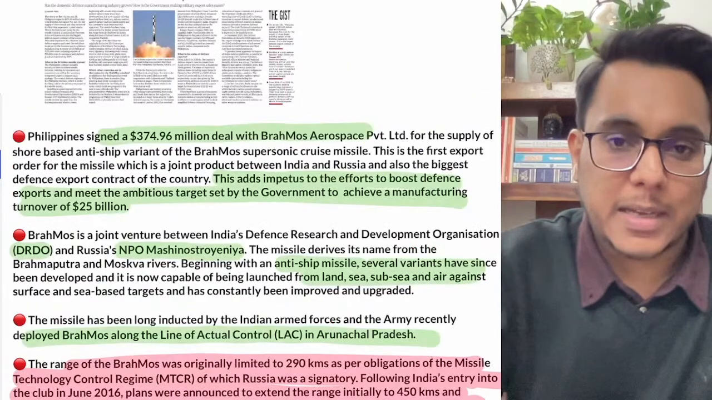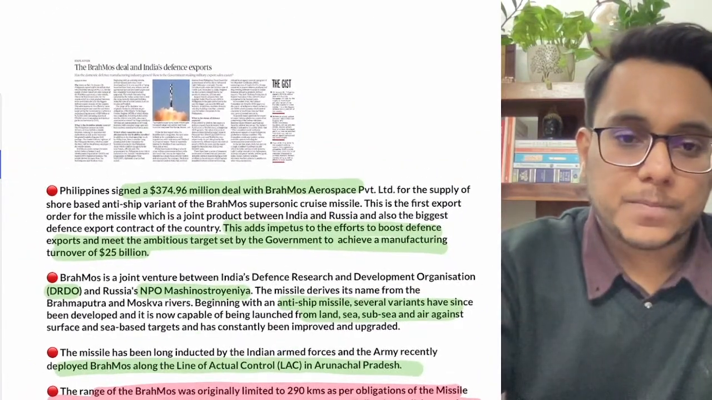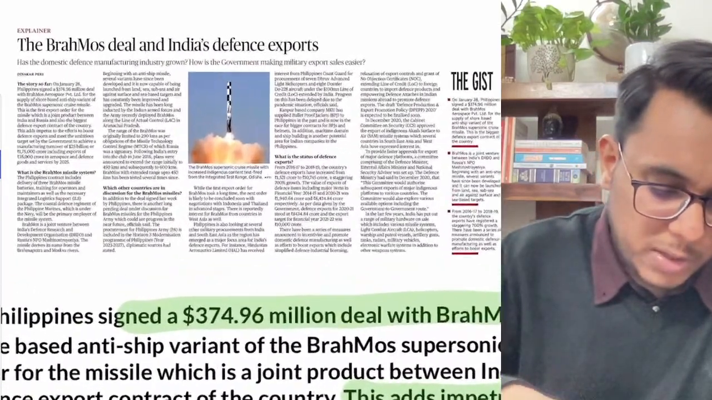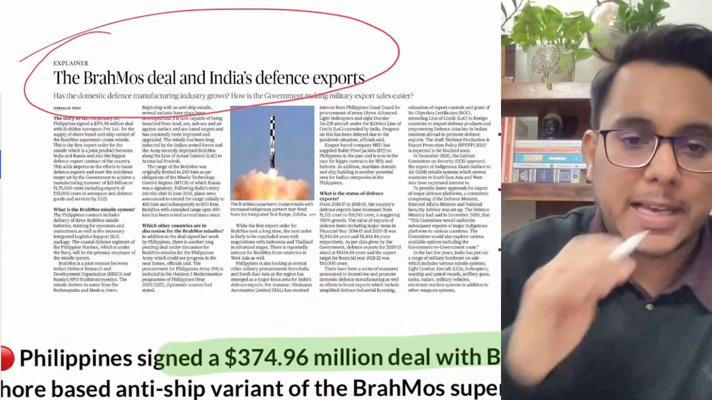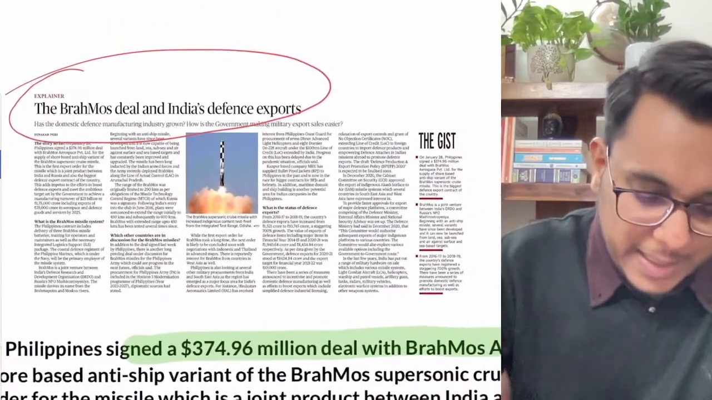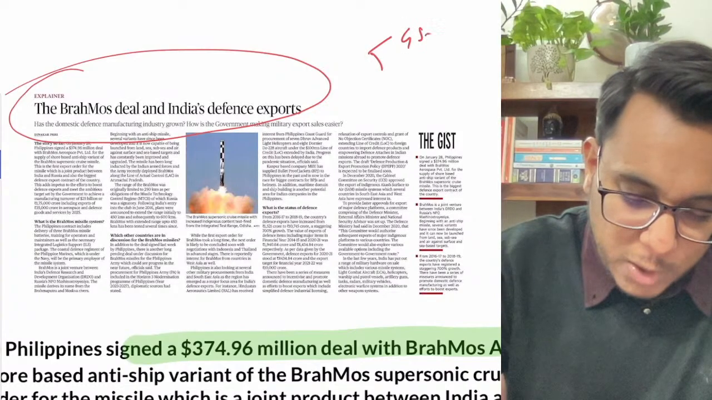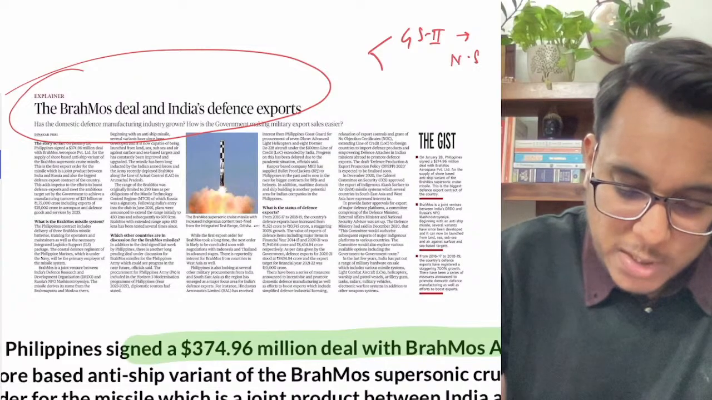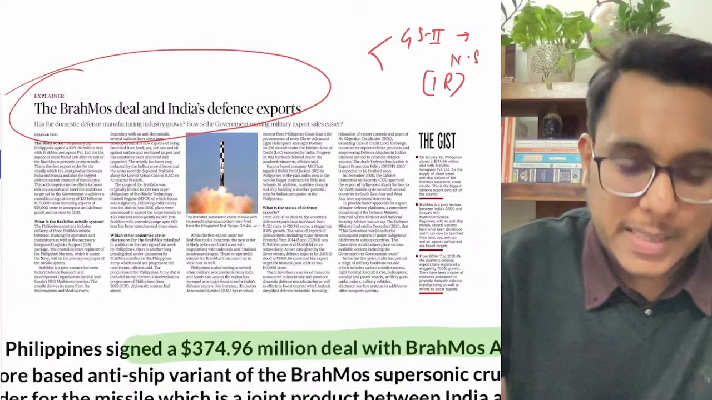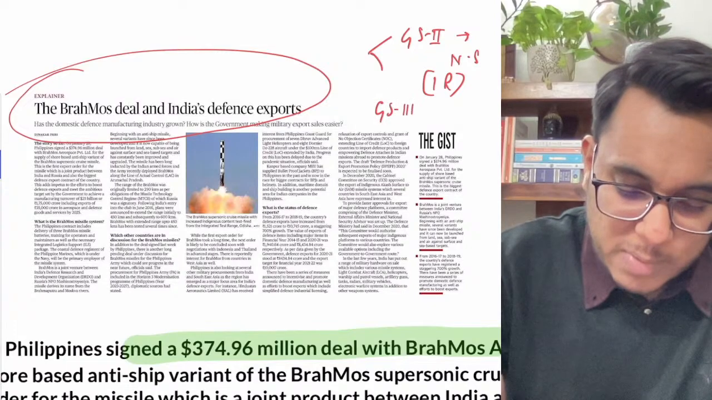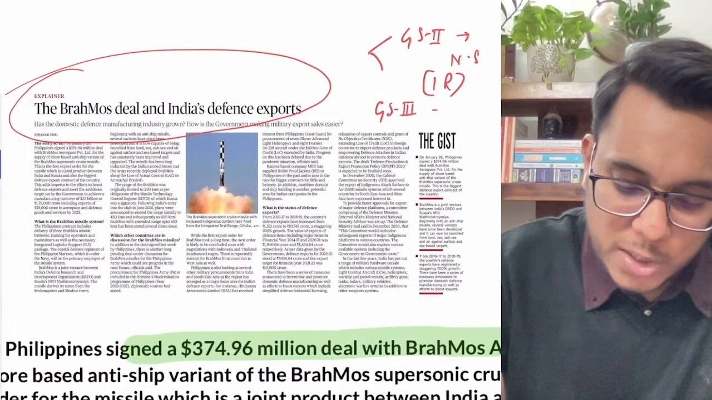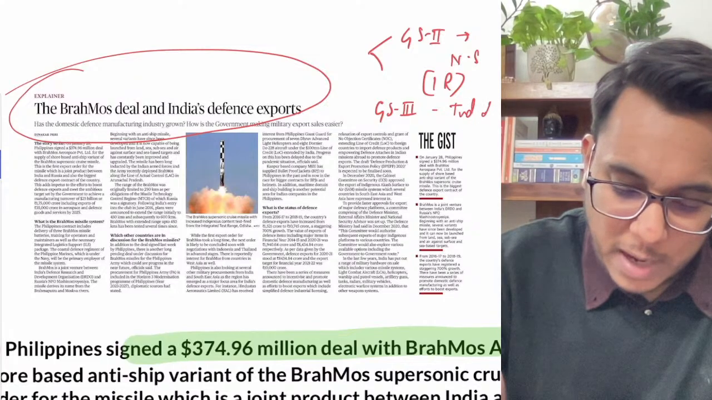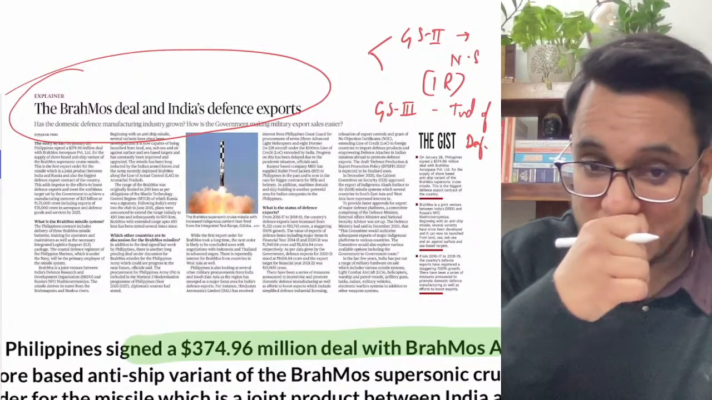Now we'll move to the next article. This article is about the BrahMos deal and India's defense exports. Clear? This article we will be using in GS paper number 2, national security and IR, as well as in GS paper number 3, indigenization of defense and technology. There also we will use this article.